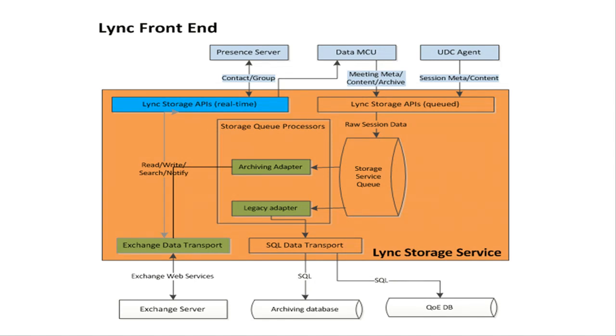Something else to point out with archiving is it does not provide ethical firewalls. So if you're in a scenario where you can't have person A talk to person B, or entity A within a company talk to entity B, archiving doesn't cover that. And once again, you have to leverage a third-party product to do that.